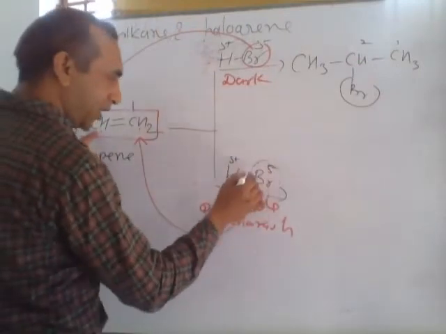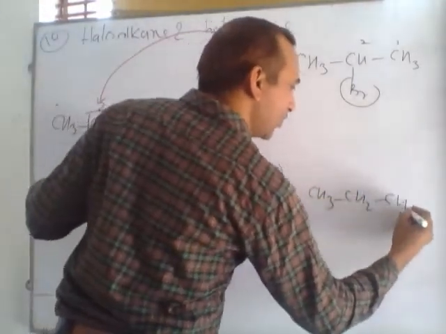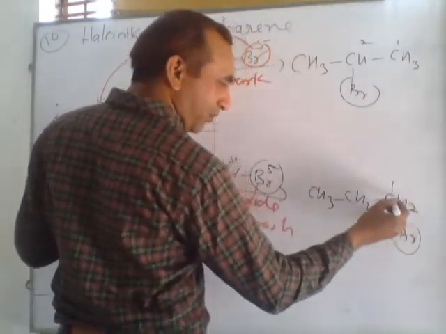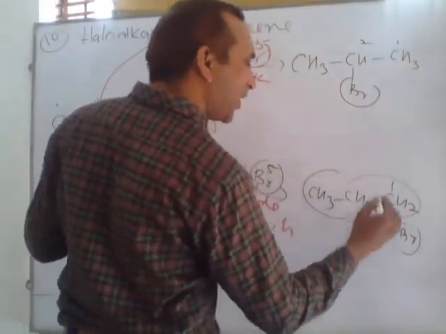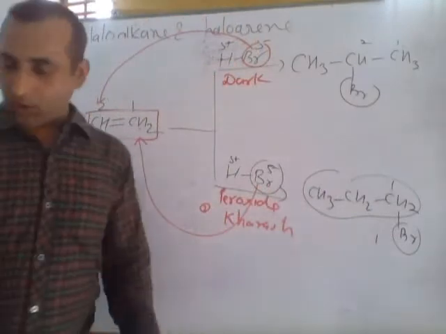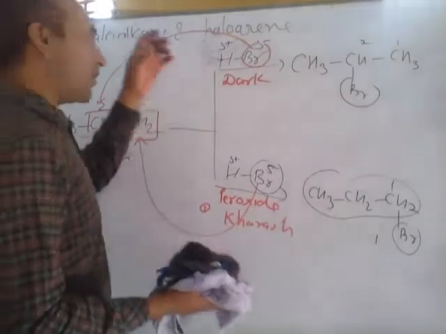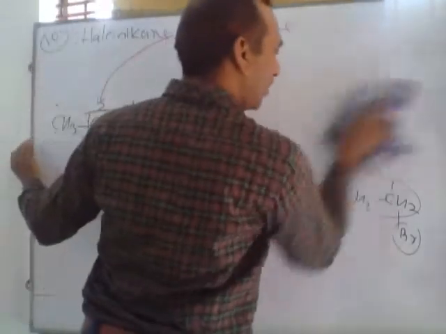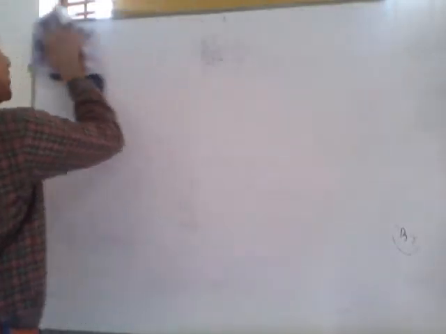But in Kharasch reaction, the negative part joins here. CH3, CH2, CH2, here Br. This is 1-bromopropane. Otherwise we can say normal propyl bromide. This is category of primary. So these two are Kharasch reaction and Markovnikov reaction. After the reaction, different categories of RX are formed, secondary and primary, based on presence of peroxide or light, otherwise in dark.